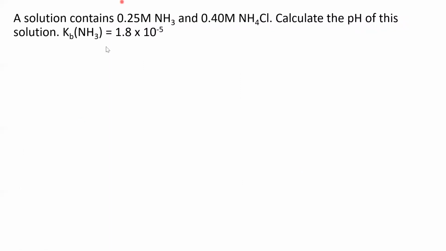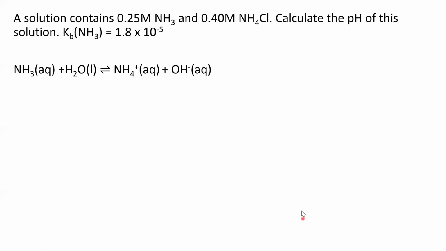Okay, this time we have 0.25 molar ammonia. Ammonia is a weak base. And we have 0.40 molar ammonium chloride. Well, that's a salt. It breaks up into ammonium ions and chloride ions. And the ammonium ions are going to be the acid part of our buffer solution. And we're given the Kb for ammonia. We want to calculate the pH of the buffer solution.